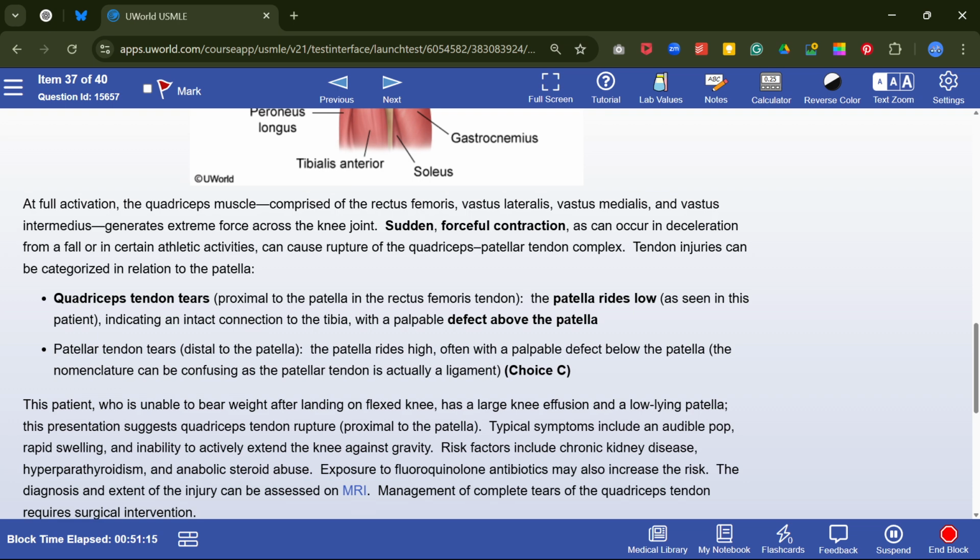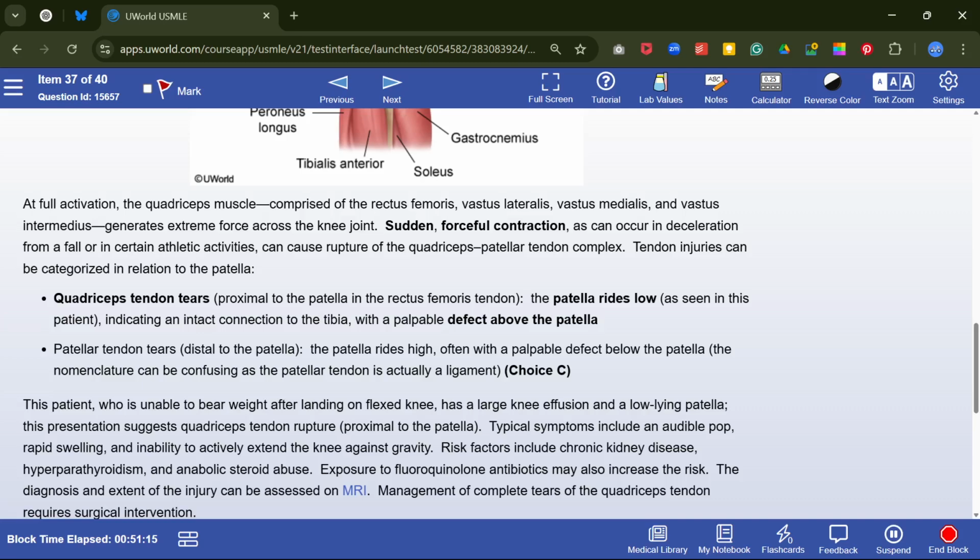The patient is unable to bear weight after landing on a flexed knee and has a large knee effusion and a low-lying patella. These presentations suggest quadriceps tendon rupture proximal to the patella. Typically, symptoms include an audible pop, rapid swelling, and inability to actively extend the knee against gravity.